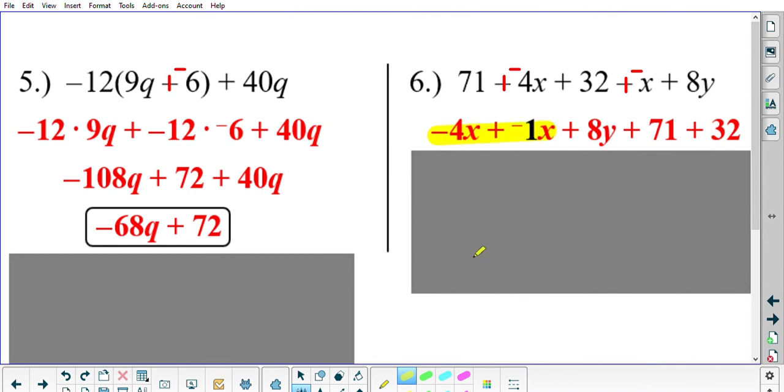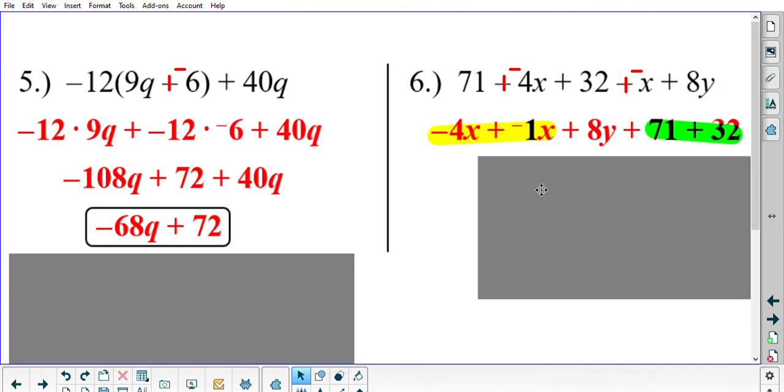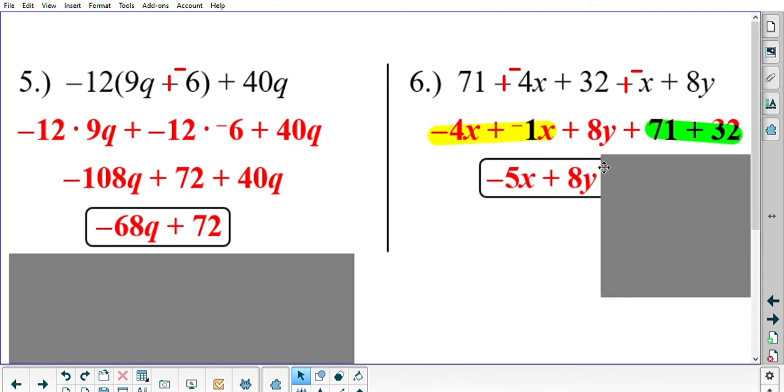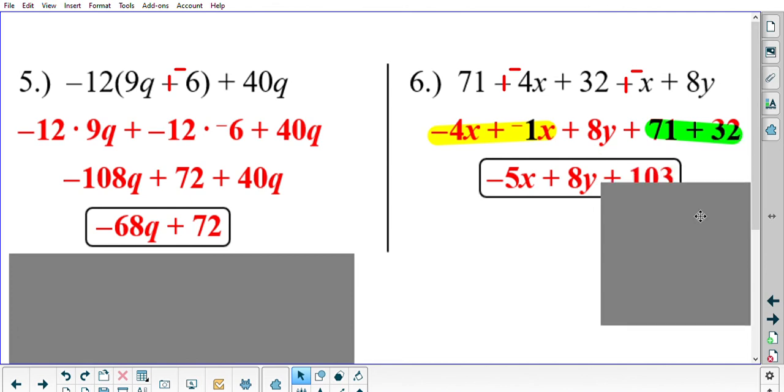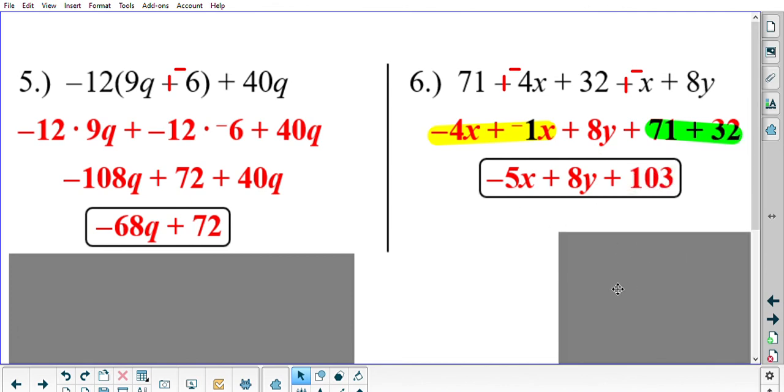The other pair of like terms on this problem are the two constants, the two numbers with no variables at all. They are like terms, which means this 8y, poor 8y, he's not like terms with anybody, so he's just going to say 8y. Negative 4x plus negative 1x is negative 5x. Then we have the plus 8y, and then we have the sum of the 71 and 32, which is 103, and that's it. That's simplest form for number 6.